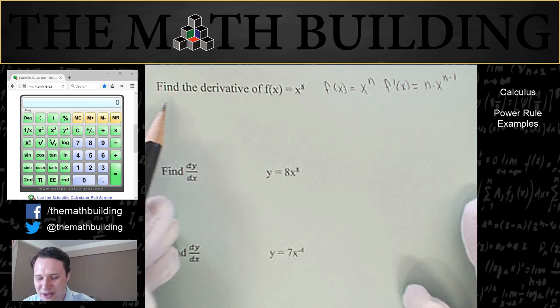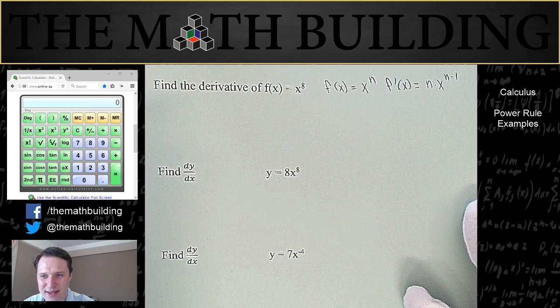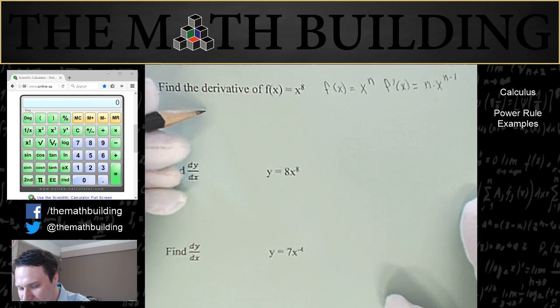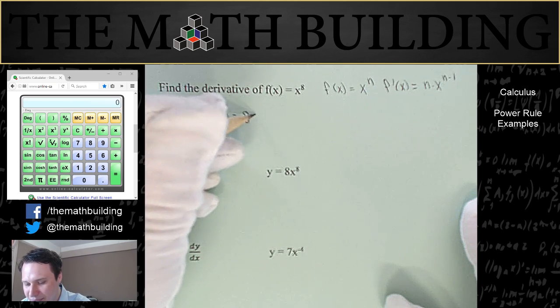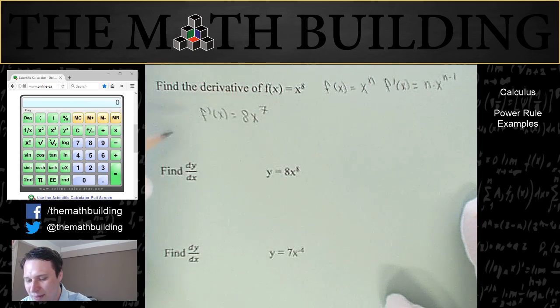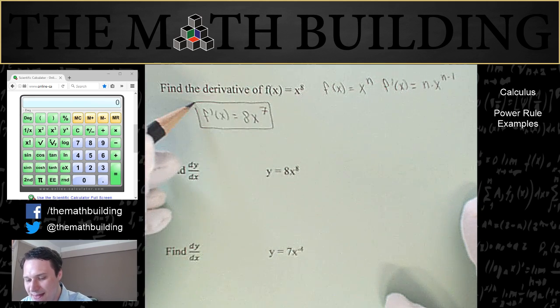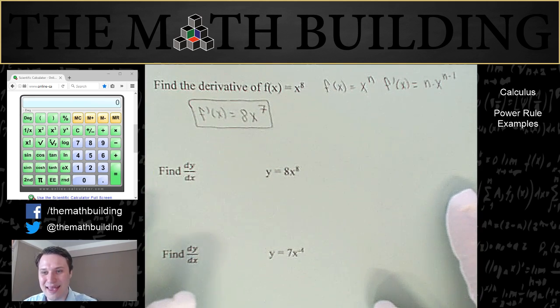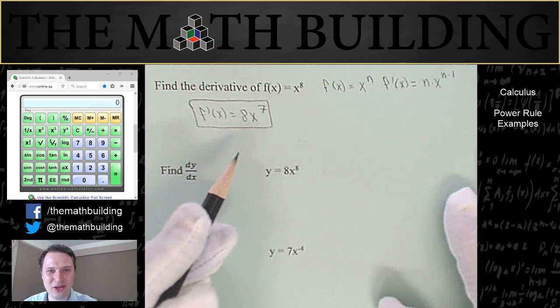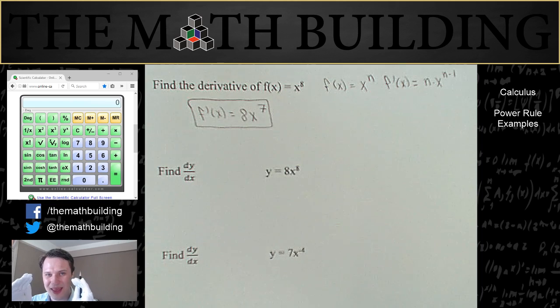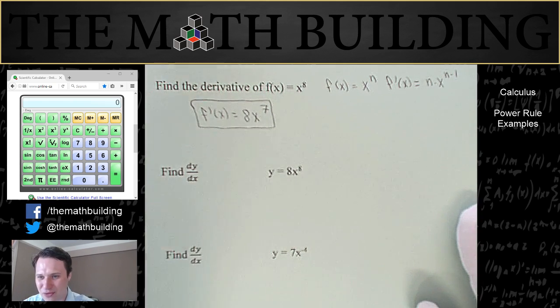So let's apply that. Find the derivative of f of x is equal to x to the 8. Well, the derivative of that would just equal, bring down the 8, x, drop the power by 1. And that's it. That's the derivative. It's incredible because think how long that would have taken with the definition of the derivative. You'd have x plus h to the 8th power, which would be really, really long. It would take you forever to FOIL that or use the binomial theorem. So it's really just that simple.